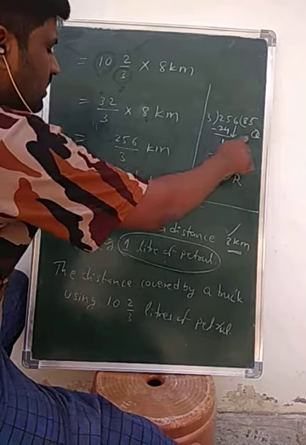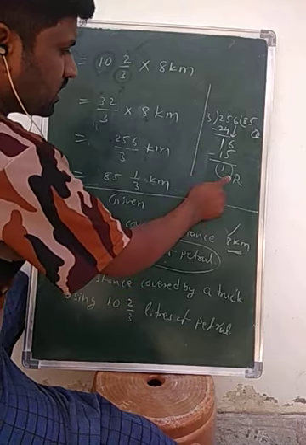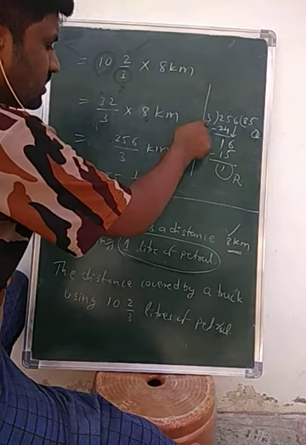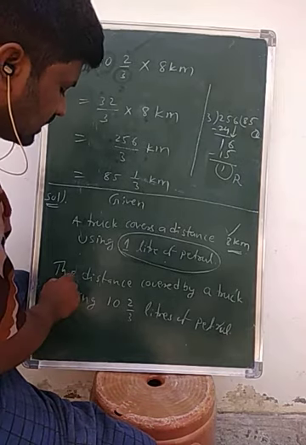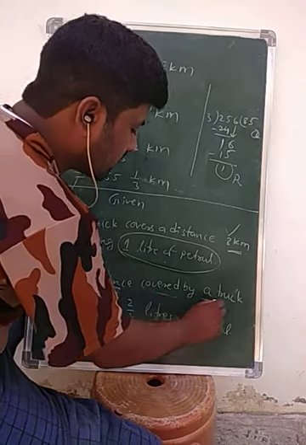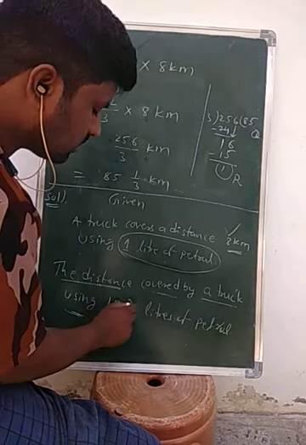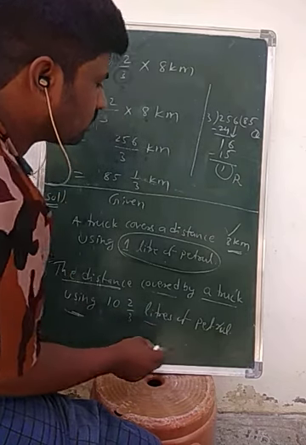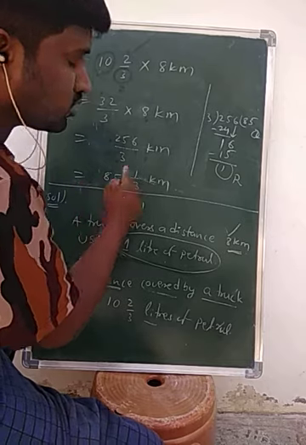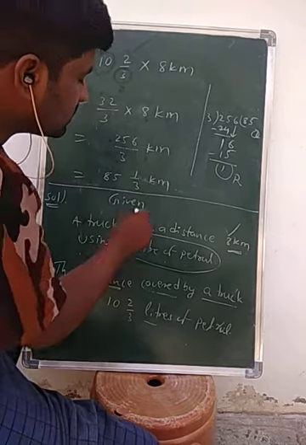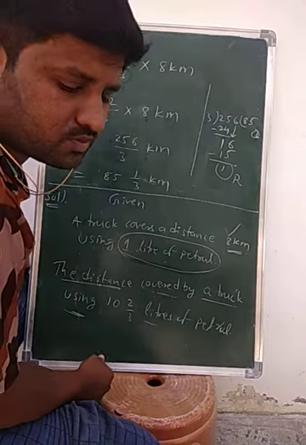So the quotient 85 is the whole number and the remainder as a numerator and the divisor is a denominator. So therefore we can say the distance covered by a truck using 10 2/3 liters of petrol, that is equals to what? 85 1 by 3 kilometer. So this is the required answer for this question.